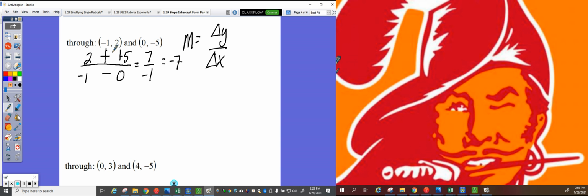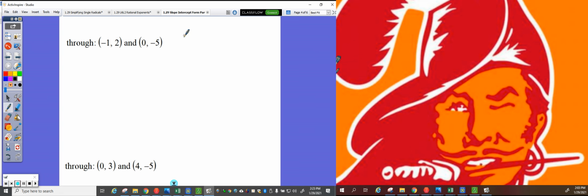So when you have 2 points, you do this for me on the board. When you have 2 points, number 1, find the slope. You have to first find the slope. Okay? So we found the slope for this. The slope is -7.